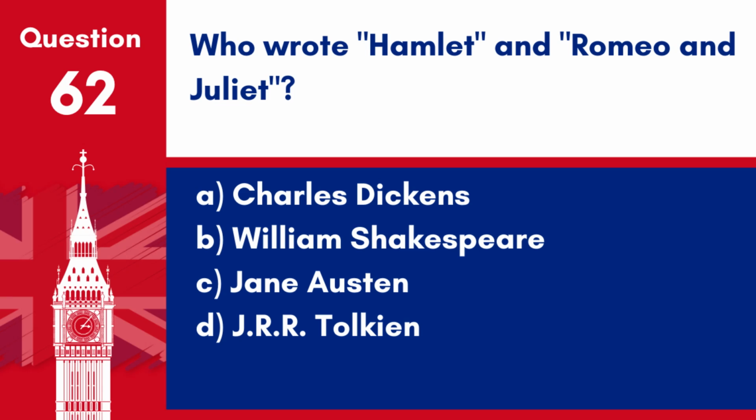Question 62. Who wrote Hamlet and Romeo and Juliet? A. Charles Dickens. B. William Shakespeare. C. Jane Austen. D. J.R.R. Tolkien. Answer: B. William Shakespeare. William Shakespeare, the English playwright and poet, wrote Hamlet and Romeo and Juliet.